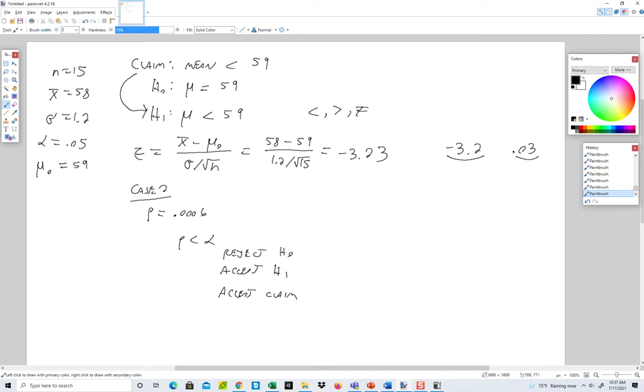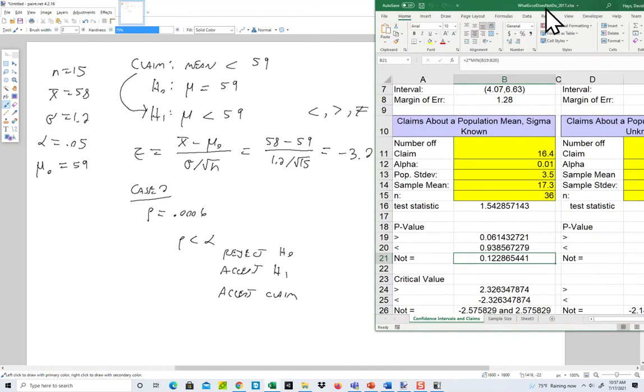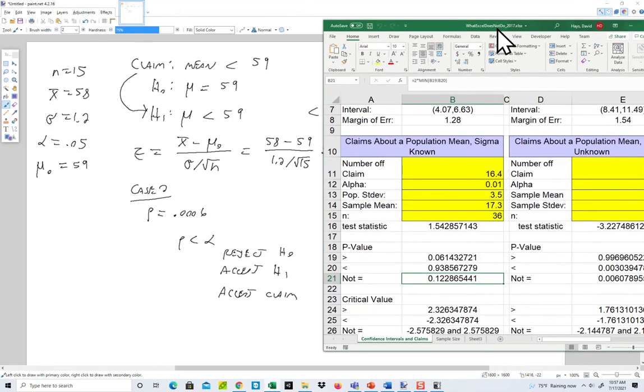Now, just to verify this, I'm going to plug this into my spreadsheet that I've created. And I know if you're watching this, you're probably more into the by hand part, but okay, the number of the claim is 59. Alpha is 0.05. Population standard deviation is 1.2. Sample mean is 58. The N is 15.